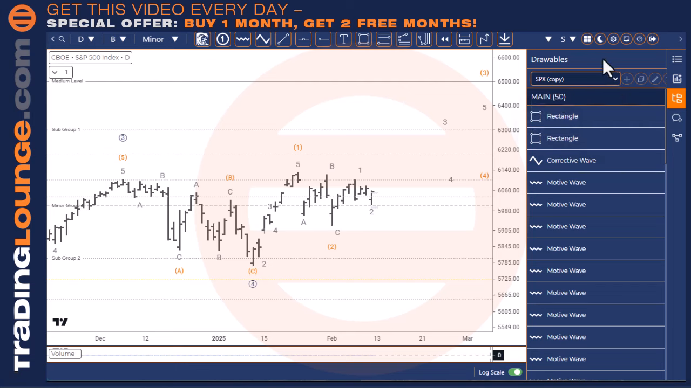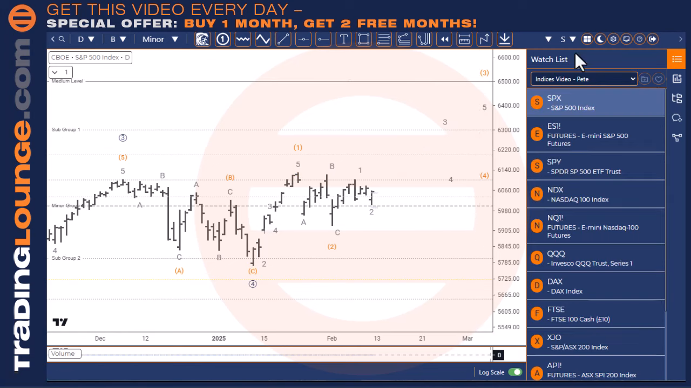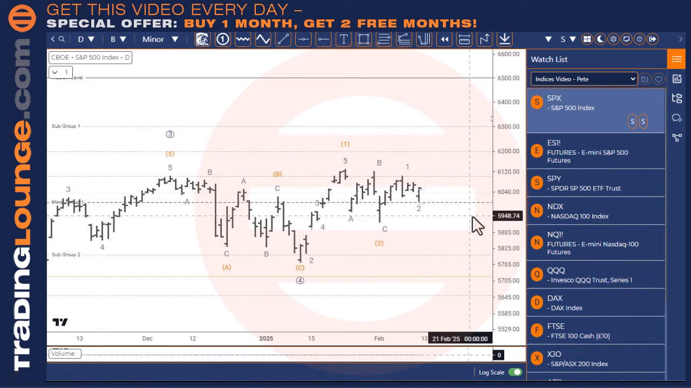So what you would need to do if you want a clean copy is to make a copy of the SPX, and label it yourself with this one here. Edit it and give it a name. And then that way you can have a clean chart for the S&P here. So anyway, a little bit more on that later.